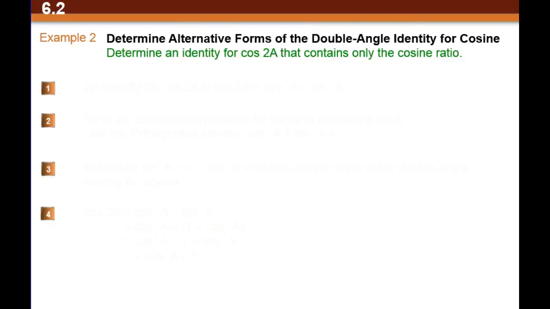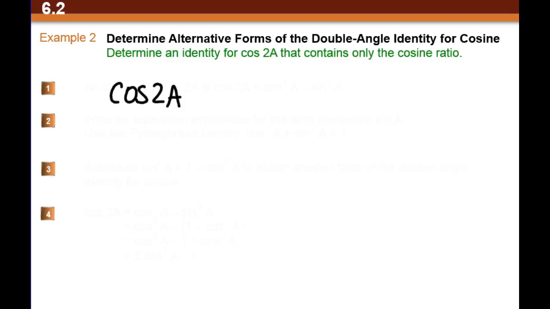So let's turn to example 2. And that's on page 302. And it says determine the alternate forms of double angle identities for cos. Okay, so since we already wrote them all down, we have them. But this is if you were trying to find it. And by find it, I mean solve for it. You have it on your sheet, but this is if you were solving for that part. So it says determine an identity for cos 2a that contains only the sine ratio. Okay, so it only has sine.